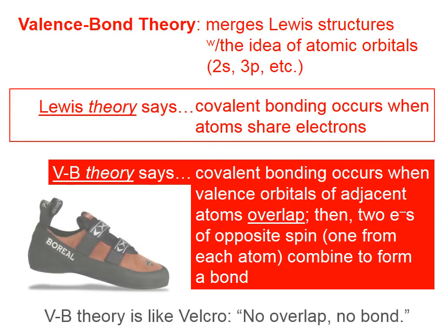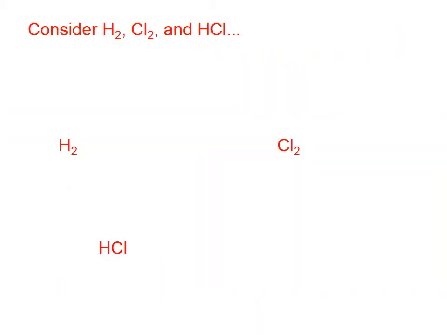So, in valence bond theory, there has to be orbital overlap, and each of those orbitals needs to contain only a single electron. Thus, when they overlap, they will have two electrons, and those two electrons will form a bond. So, valence bond theory is like Velcro. No overlap, no bond. So let's consider a few different molecules.